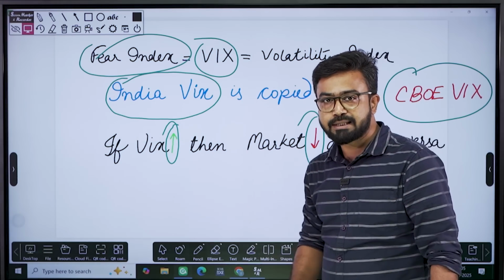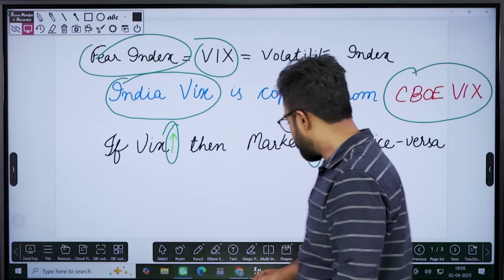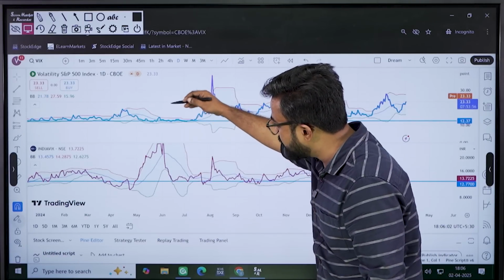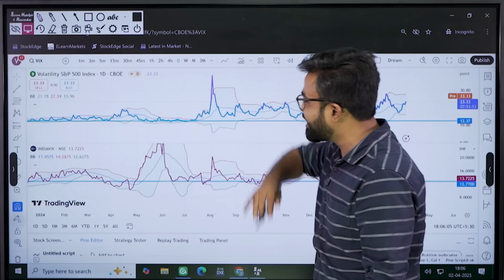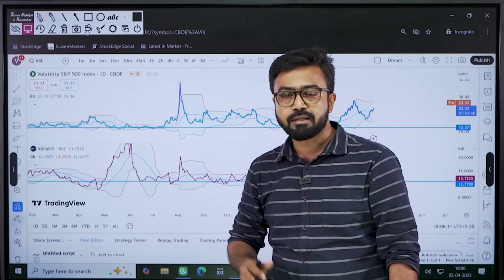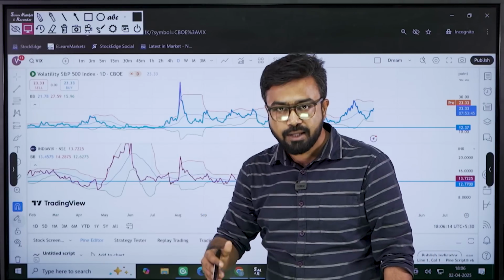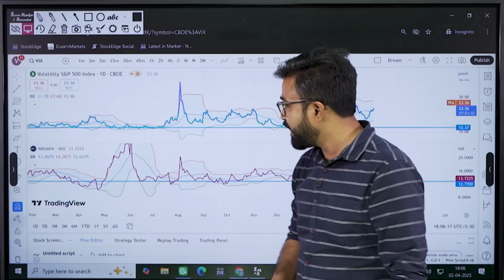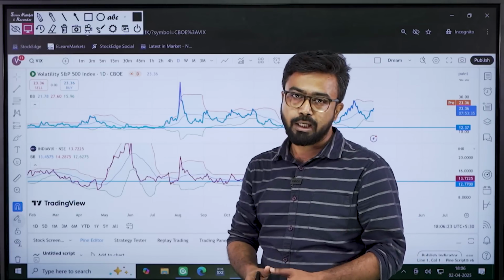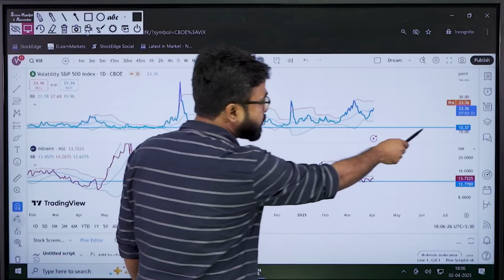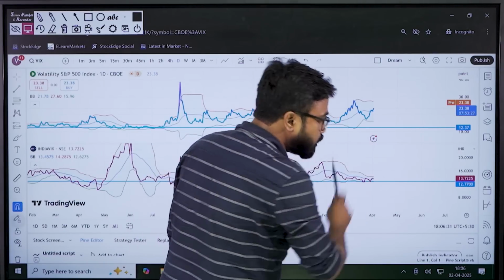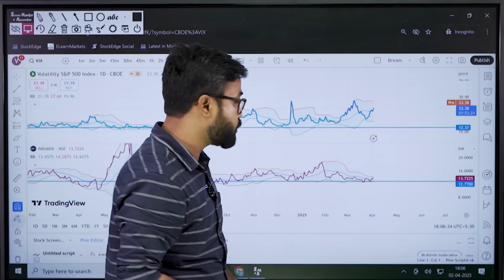Now I'm going to the final slide for the question that I'm going to ask. I have opened TradingView, and you can see there are two panels. One panel shows the US VIX and the lower panel is India VIX. As I have explained, India VIX is constructed from CBOE VIX, so there is a natural tendency that there will be high correlation. Right now, US VIX is hovering around 23 and India VIX is hovering around 13.72. Please watch it minutely.